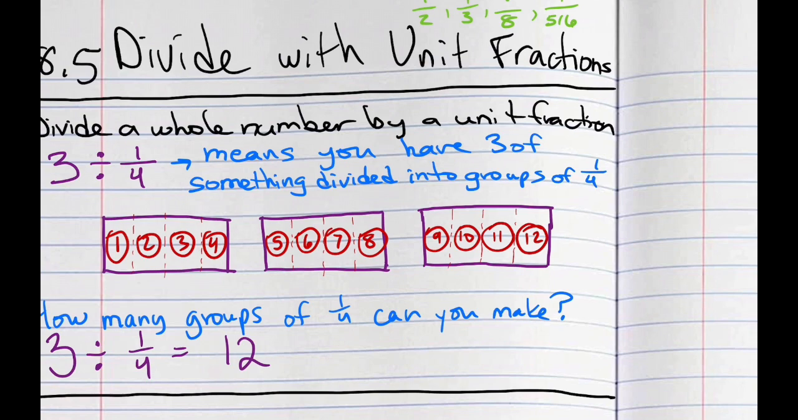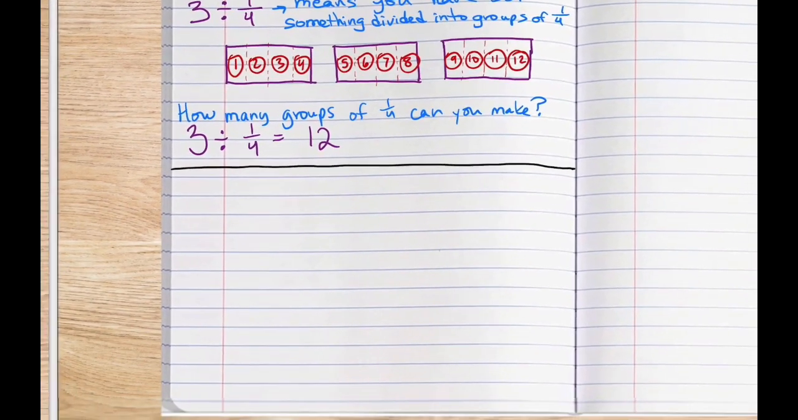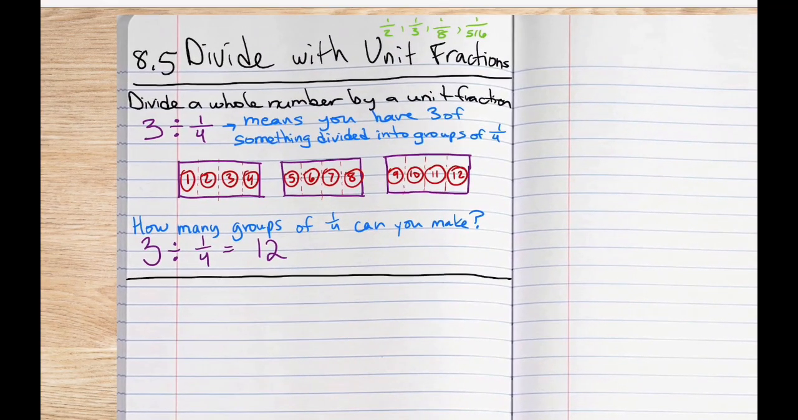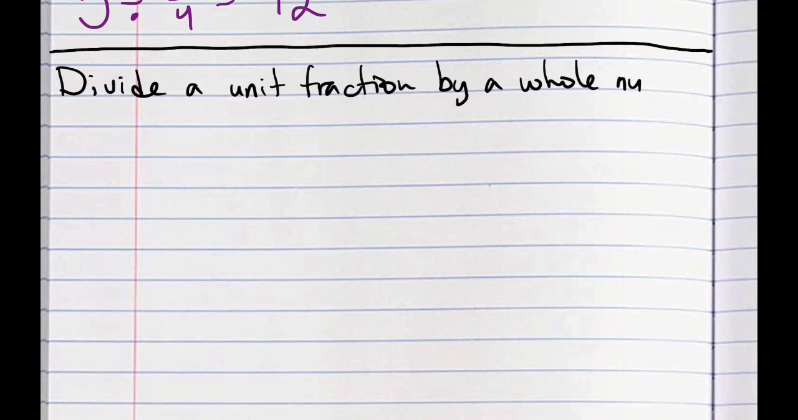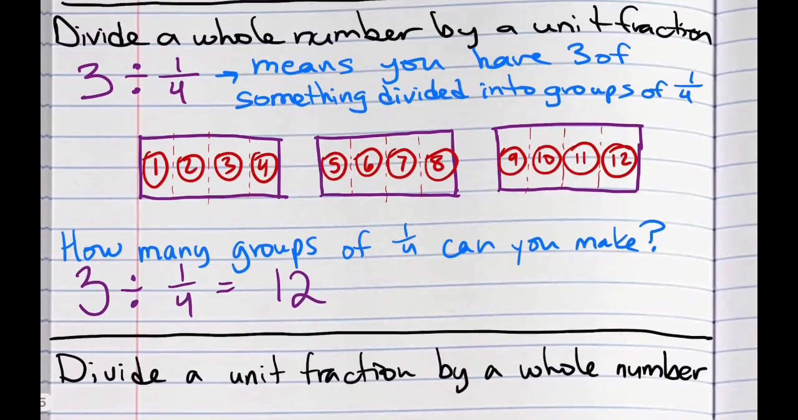To start, we divided a whole number by a unit fraction, and now we're ready to do the opposite. Let me get this set up. There we go. So the opposite is divide a unit fraction by a whole number. All right, so before we started with a sample problem, so let's do that here. For this one, we're going to try to do 1/3 divided by 5.